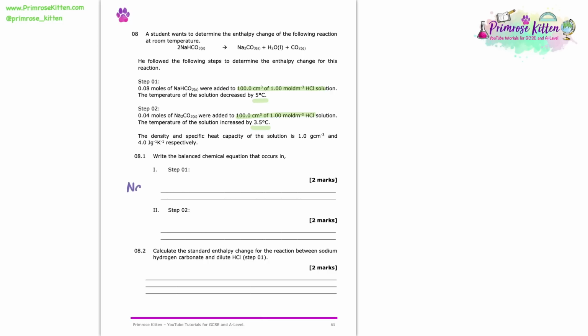So in the first step, we had our sodium hydrogen carbonate and it's being added to hydrochloric acid. Hydrogen carbonates react in a very similar way to just carbonates. We end up getting a salt, water and carbon dioxide. So let's write that down and then see what might need balancing.